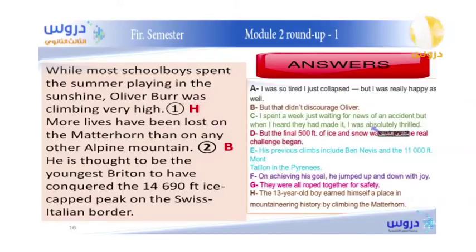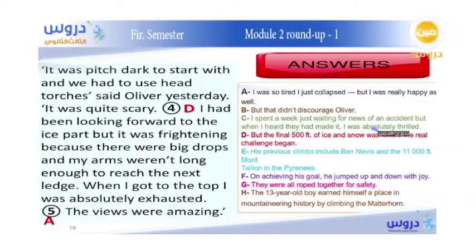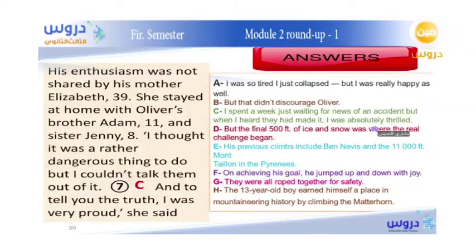Beautiful reading, guys. By the way, guys, those are the answers for the questions. It's a very lovely reading about Oliver and his adventure. 3 is G. They are wrapped together safely. Very good, actually. And if you have time, please go to your Module 1 Roundup and do it again. It's a very awesome reading.